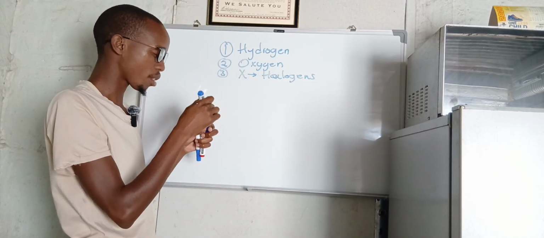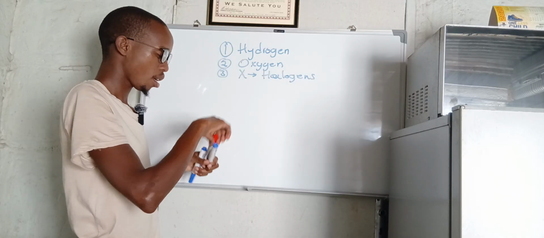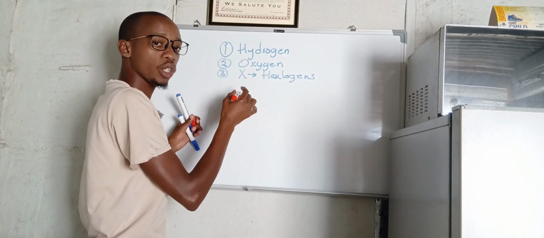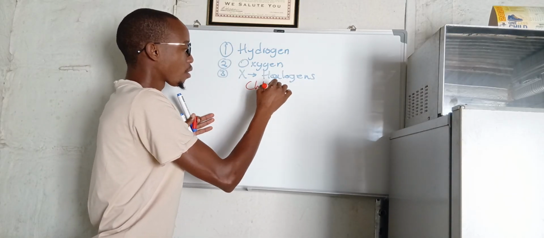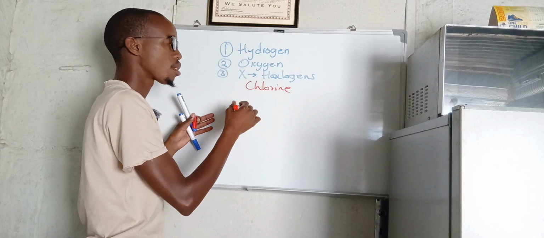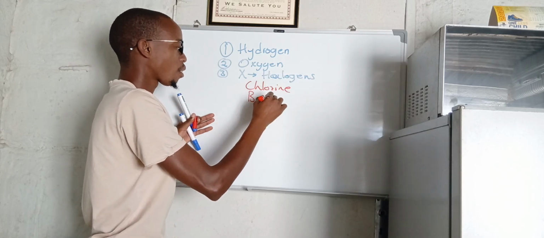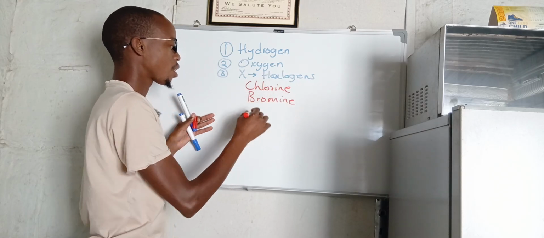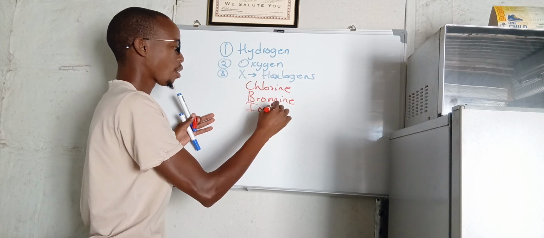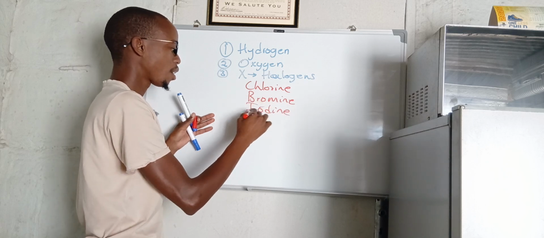Of these halogens, we will be seeing the likes of chlorine, we will see bromine, we will see iodine, and lastly fluorine.